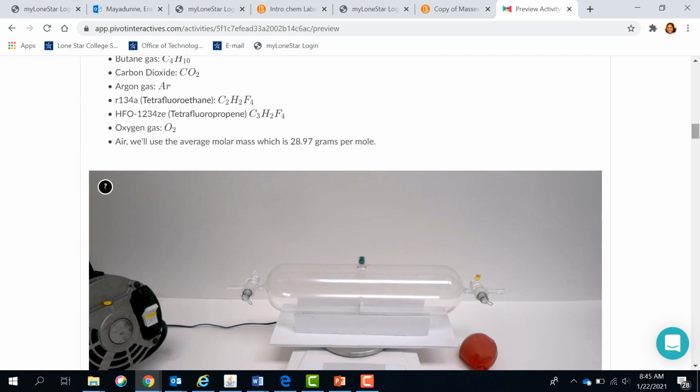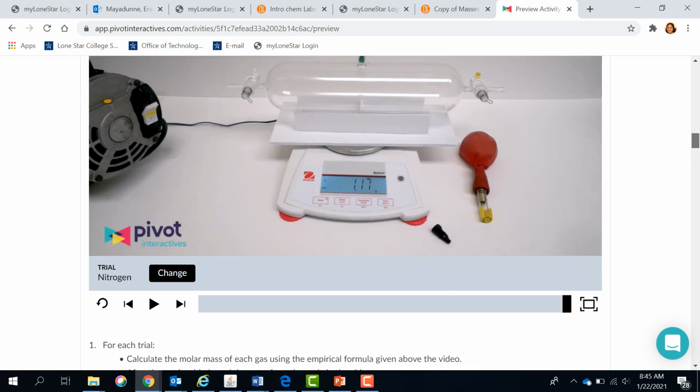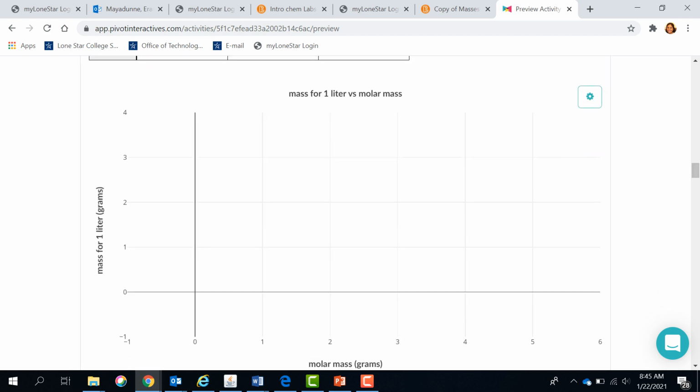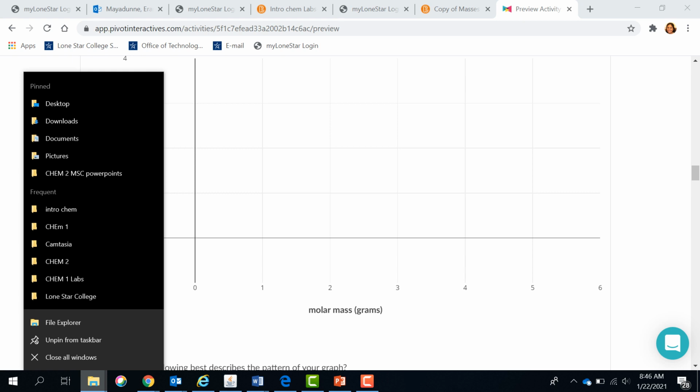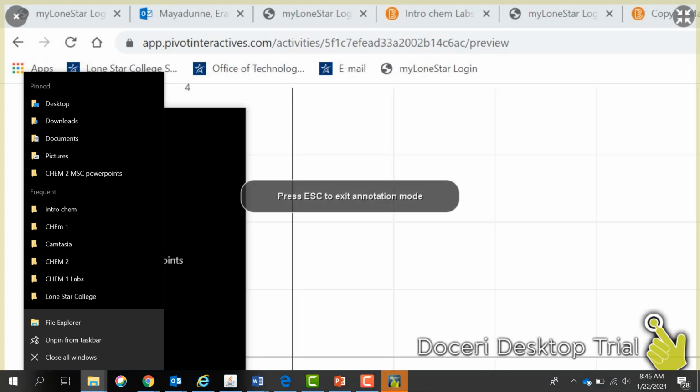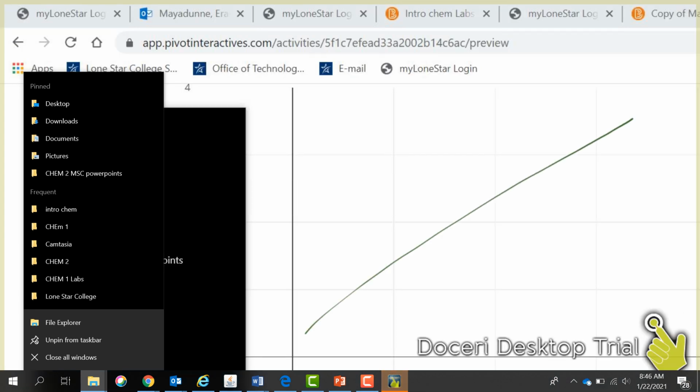Once you have all the data, you go on to plotting the graph. So let's see how you plot this graph. It is mass per 1 liter versus molar mass. You put the molar mass on the y-axis, then the mass of 1 liter. I think you will get a graph like a straight line. I can't draw it, but you get a graph like a straight line.